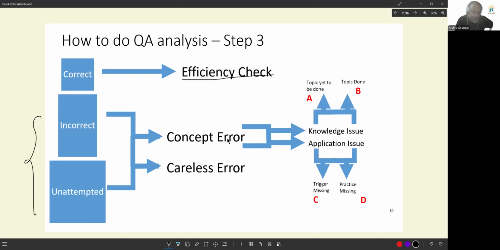The questions that remain unattempted, where you are unable to arrive at an answer, or questions that were absolutely incorrect. You can make 2 kinds of errors. You can either make a concept error or you can make a careless error. A careless error would be where you do 3 plus 3 is 9 or 3 into 3 is 6. And those sorts of errors happen very often.